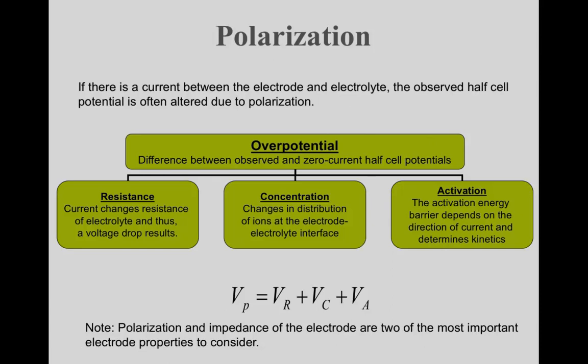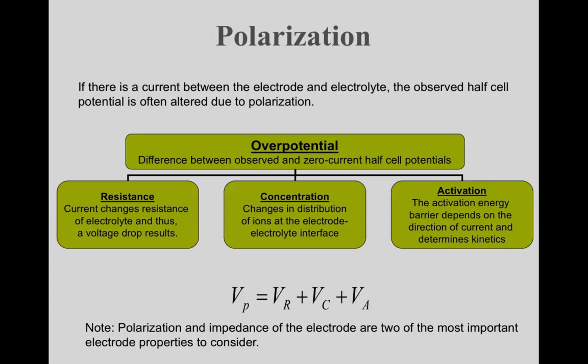If there's a current between the electrode and the electrolyte, which you would expect there would be if there are potentials that you're trying to measure, then the half-cell potential is often altered due to polarization. So an overpotential is a difference between the observed and the zero current half-cell potentials. And there are some things that affect this.